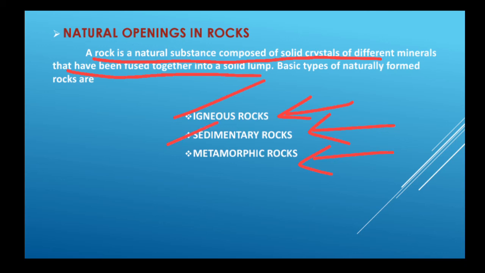Coming to the second one, sedimentary rocks. Sedimentary rocks are formed from eroded fragments of other rocks, that is, due to erosion. Erosion means surface rubbing. Due to the surface rubbing, fragments of other rocks or the remains of plants or animals are left behind.